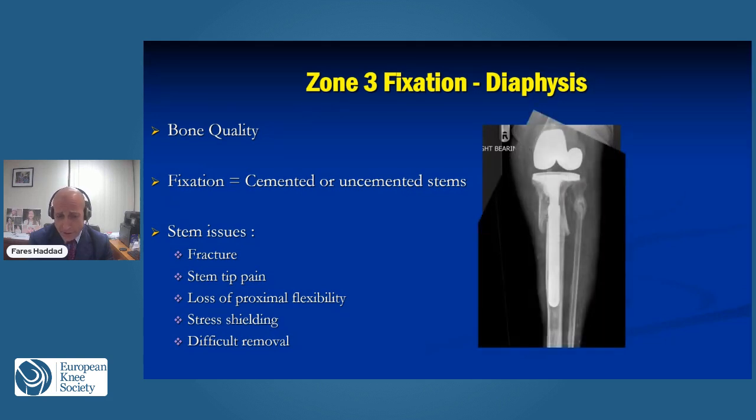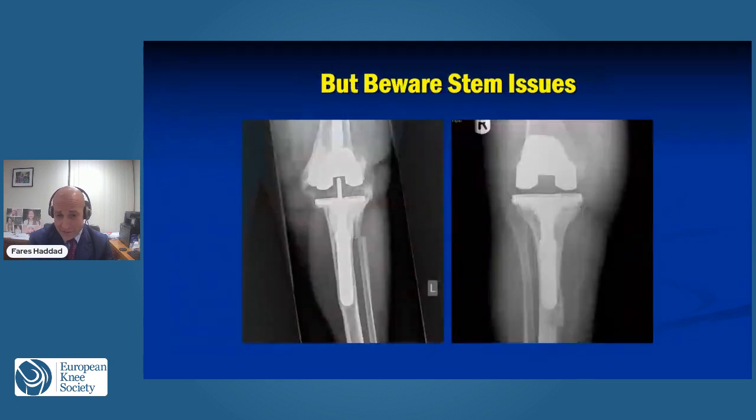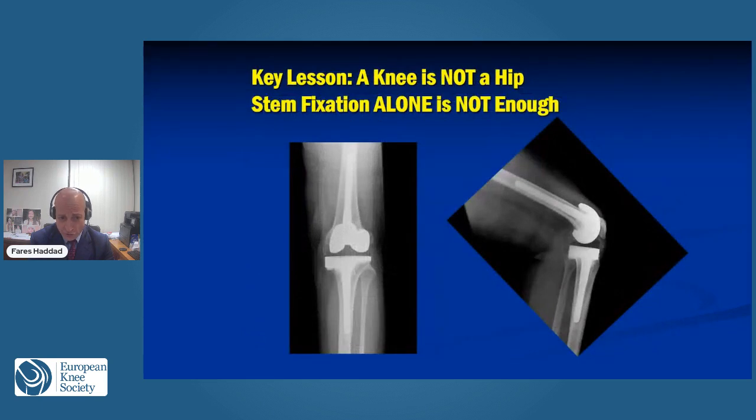So it's by no means straightforward in the knee relying on the diaphysis, and that's one of the things that has led us to emphasize the metaphysis over the last few years. As a warning and as the reason why we should be focusing on the metaphysis, beware all these stem issues, because you cannot just fix in the diaphysis alone. A knee is not like a hip.